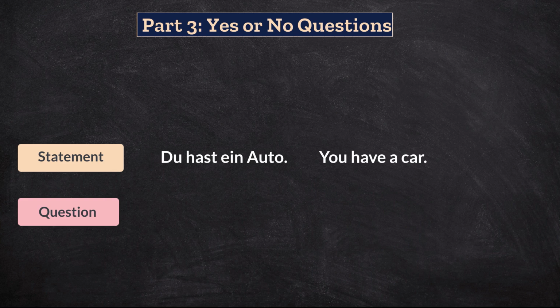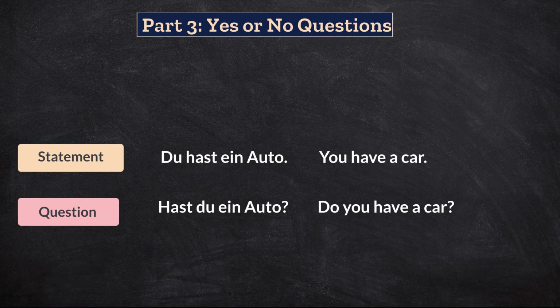If you want to turn this into a yes or no question, you start the sentence with the verb. So instead of starting with subject, du, you begin with verb hast. Then the question becomes, Hast du ein Auto? this means, do you have a car? Notice the order now. The verb hast is first, then the subject du, followed by the rest of the sentence.